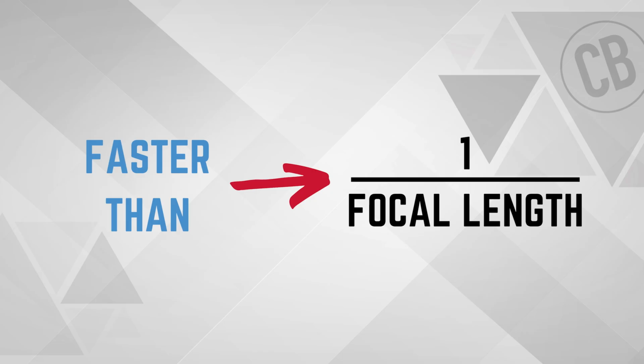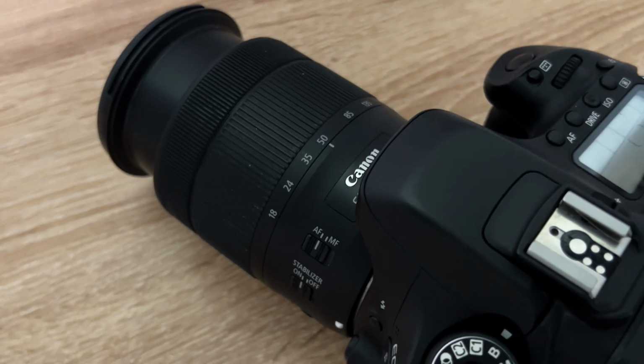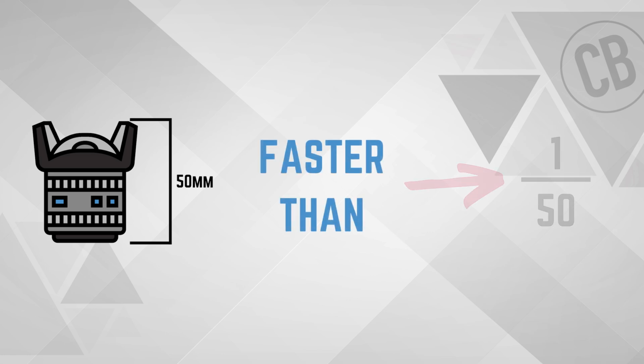One helpful rule is to remember that if you take 1 over the focal length of your lens and shoot at least that fast of a shutter speed, you should avoid capturing any of that unwanted motion blur. For example, if I'm shooting on a 50mm lens, I want to shoot at least 1/50th of a second or faster when handheld.